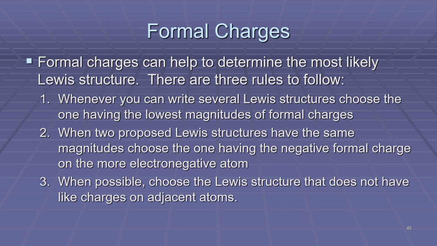So like I said, formal charges can help us to determine the most likely Lewis structure. And here are some rules to follow. If you can write several Lewis structures, choose the one that has the lowest magnitude of formal charges. In other words, if you add all the formal charges together, whichever one gives you the lowest sum is the best structure. If you have 2 proposed Lewis structures that have the same magnitudes, then choose the one where the negative formal charge is on the more electronegative atom. And then, when possible, choose the Lewis structure that does not have any like charges on atoms that are next to each other.